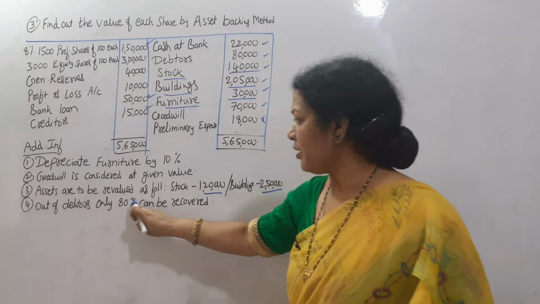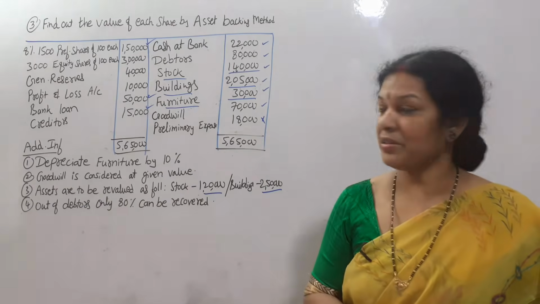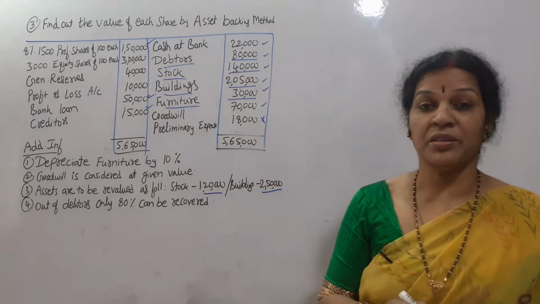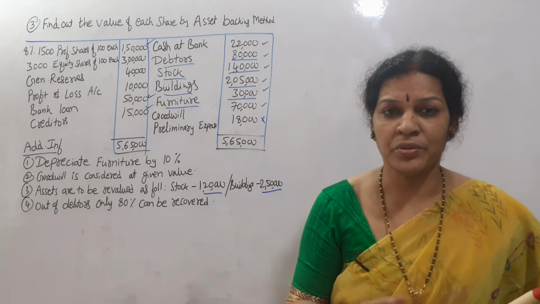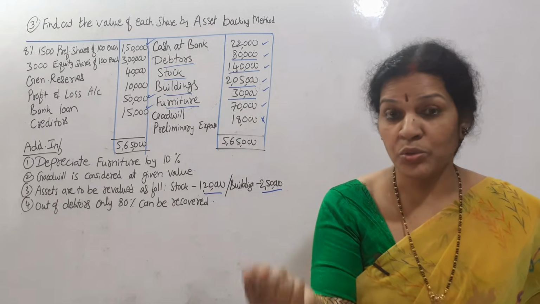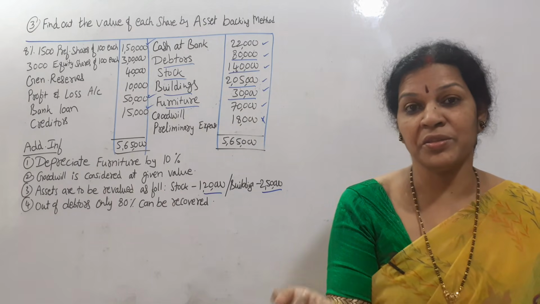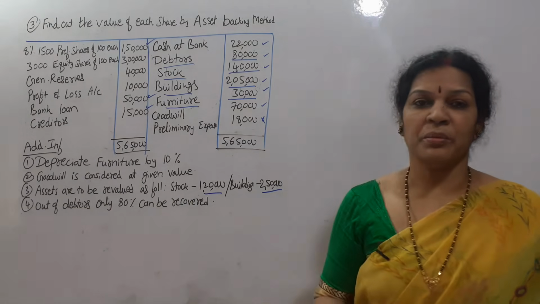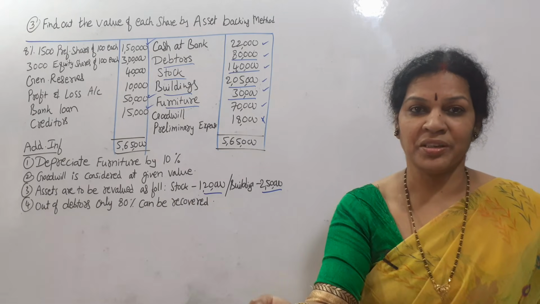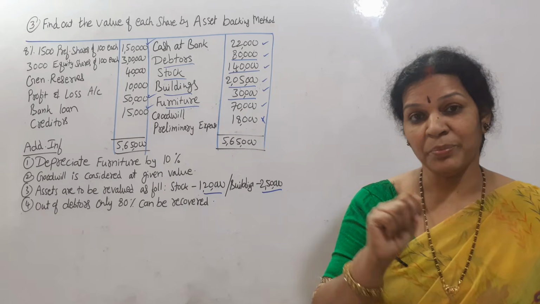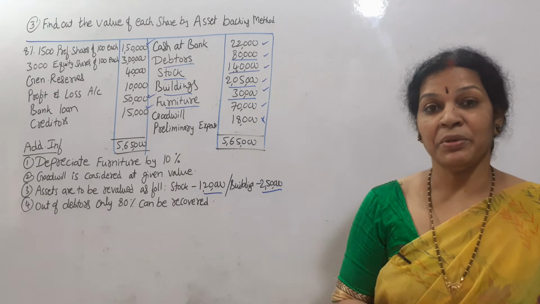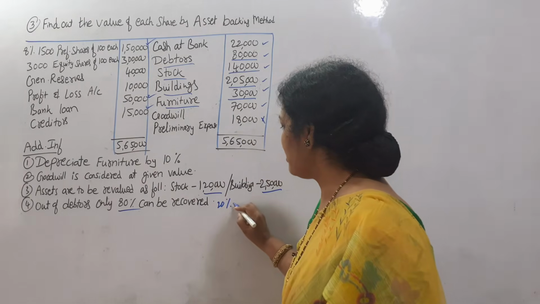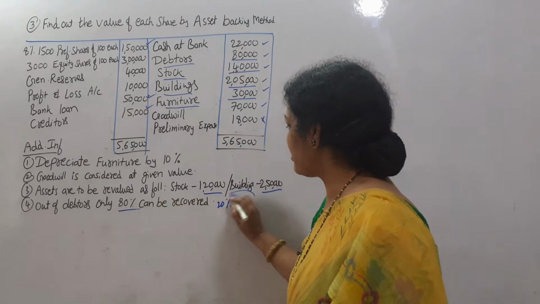Next, out of debtors only 80% can be recovered. Where are debtors? Here. Here also we have adjustments. Debtors are those who purchase goods from us on a credit basis. Out of debtors only 80% can be recovered. They purchased goods on credit and they are going to pay 80% only. And what about the 20%? Bad debts. Here 20% is bad debts.